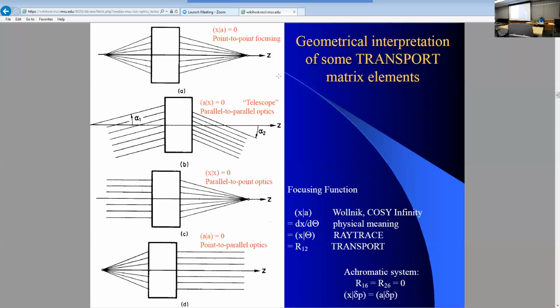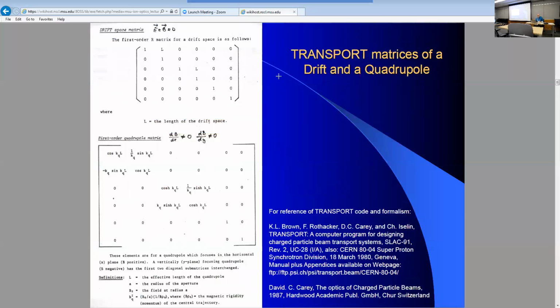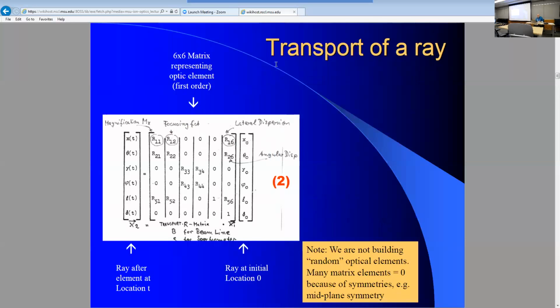Is AX the same as R21? Correct. This comes from, and I mentioned that these notations are all over the place. You see, I should have given you here the example. This is the term XX. This is the term XA. This is the term AX. And this is the term AA.